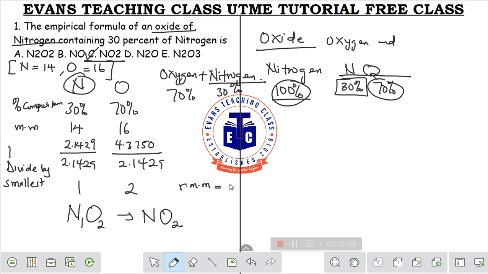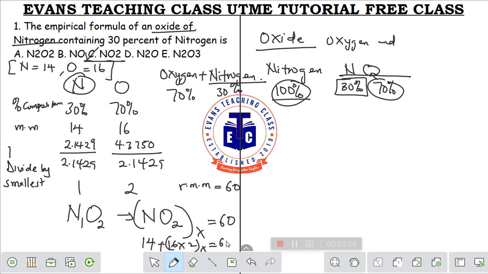Maybe they say it is 60 or something like that. So what you do is you do this like this. You say 60, right? Then you input your molar mass. So it will now be 14 plus 16 times 2. I think you get what I'm saying now.